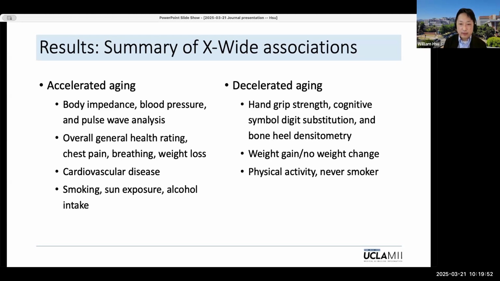They had some measures about the hand grip strength. If you did really well on a cognitive test, bone heel dysmetry, in this case, weight gain and no weight change, those led to decelerated aging. So again, they kind of left it at that in terms of their correlation analysis, but further analysis could be interesting to do here.